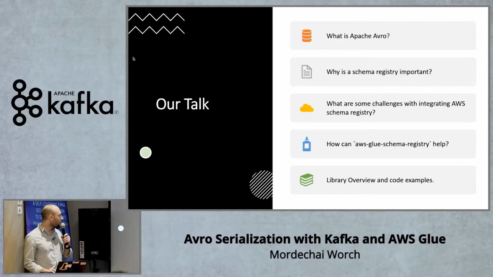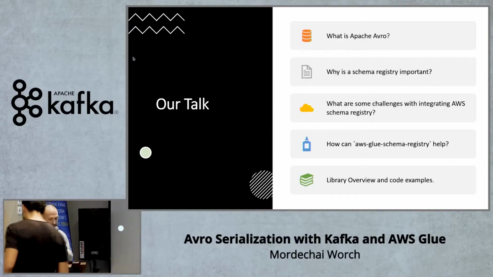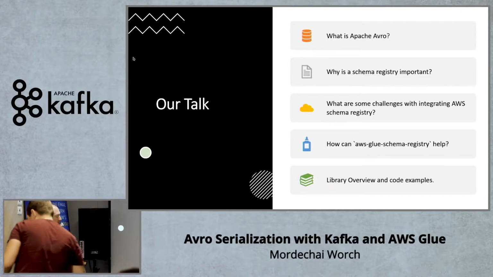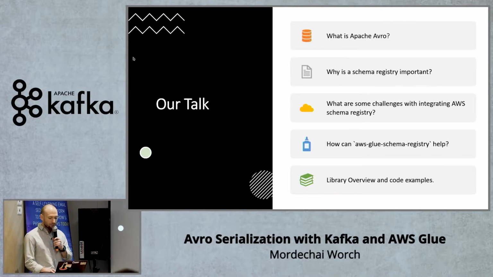So what are we going to talk about? Basically, I'm going to answer 4 questions and give some library overview and code examples. So what is Apache Avro? Why is a schema registry important? What are some challenges with integrating AWS Schema Registry? And how can AWS Glue Schema Registry library help? And finally, we're going to do some code examples.